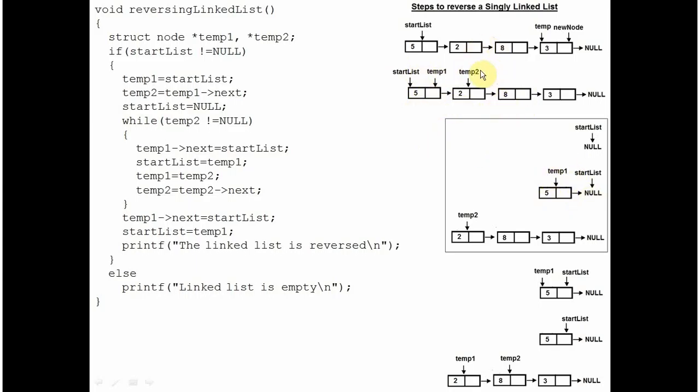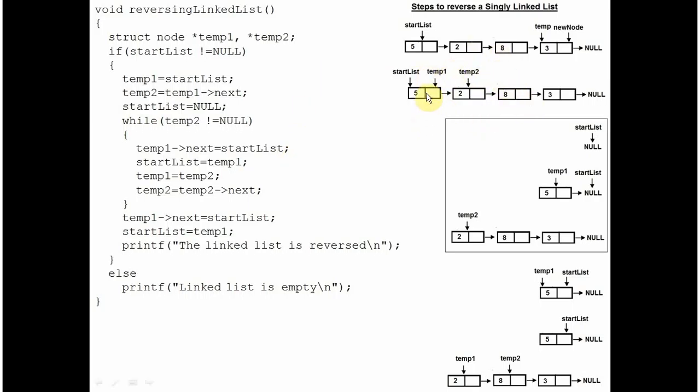The temp2, because it is still there on the original linked list, it will be used in accessing the original linked list. I'll be taking one node at a time from the head of the linked list, putting it in another linked list, which will be the reverse linked list. And to get back to the original linked list, I'm making use of the temp2 pointer.